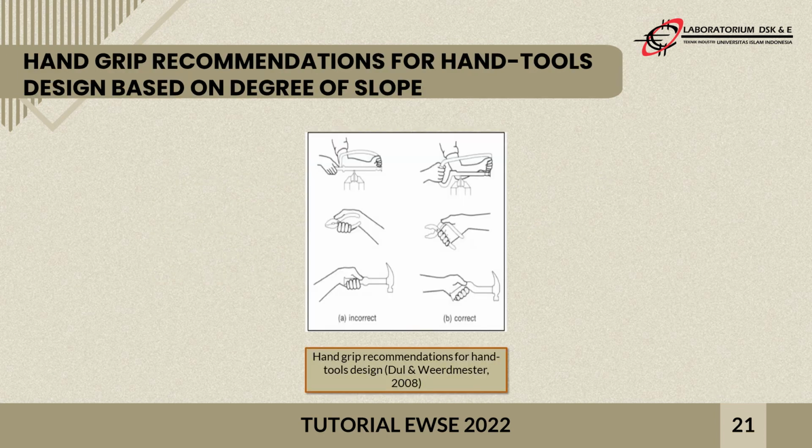Next, we move to the hand grip recommendation for hand tools design based on degree of slope. Here are some recommendations for designing hand tools based on the degree of slope. You can see that the left side is an example of an inappropriate handle, while the right side is an example of the right handle. Maybe in everyday life we often find tools with handles like the one on the left, but when adjusted, it should be like the one on the right.